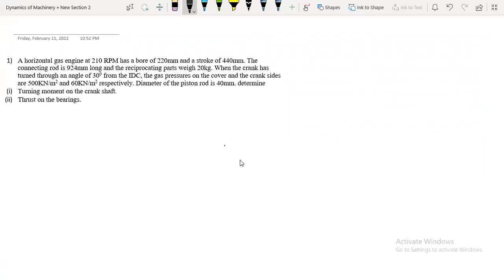Hello everyone. So this is a problem from the engine force analysis. So the problem is given like this.